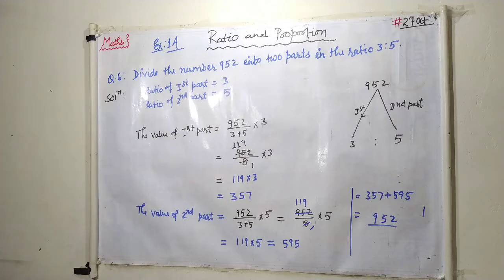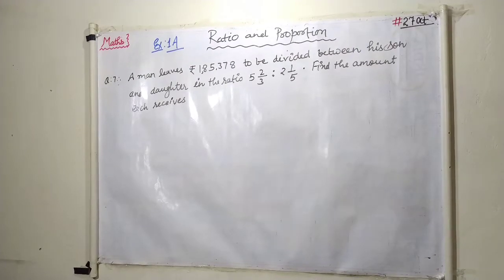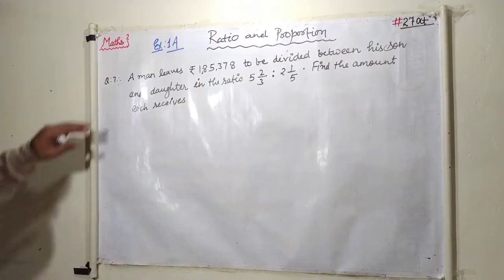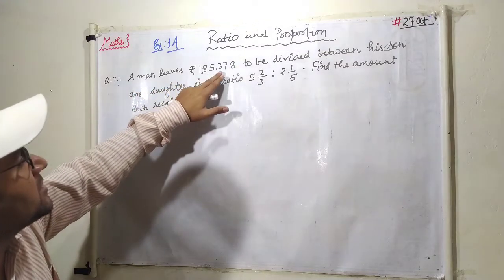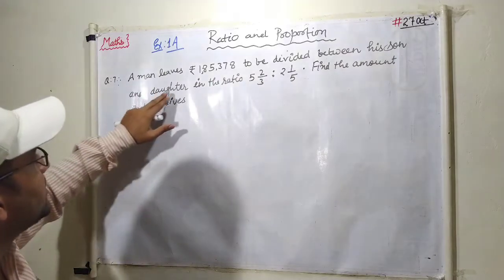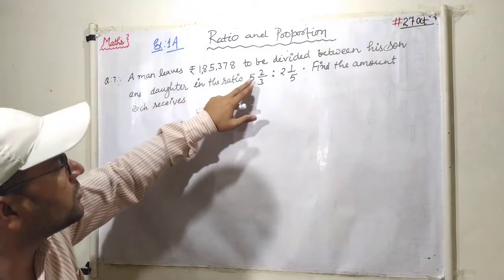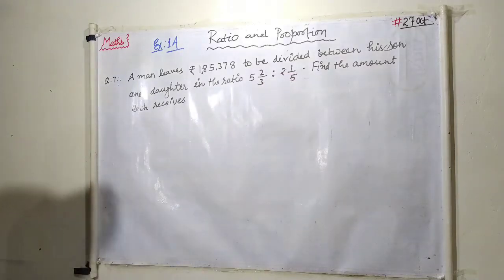Now next question. Hello students, this is your question number 7. A man leaves rupees 1,85,378 to be divided between his son and daughter in the ratio 5 whole 2 by 3 to 2 whole 1 by 5. Find the amount received.